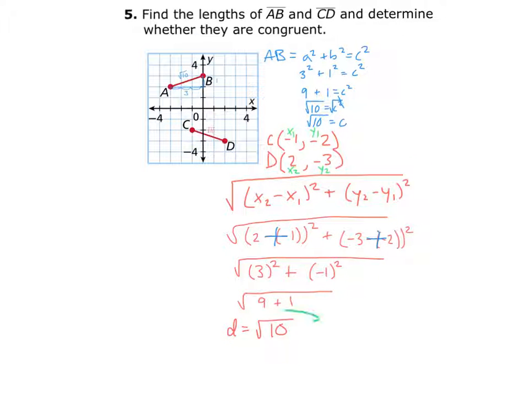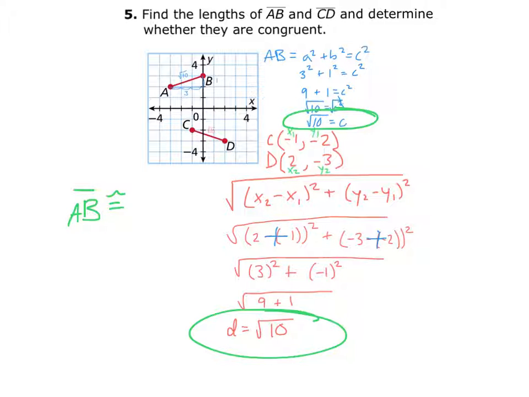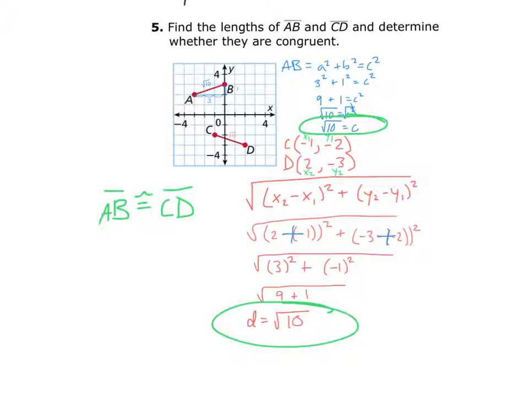So if you see, we got the same answer for both AB and CD. So therefore, the length of AB is congruent to the length of CD. So on the quiz, you can either do the distance formula if you have a problem like this and you need to find the length, or you could use the Pythagorean theorem, whichever one works best for you.